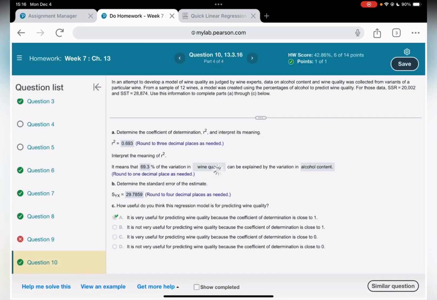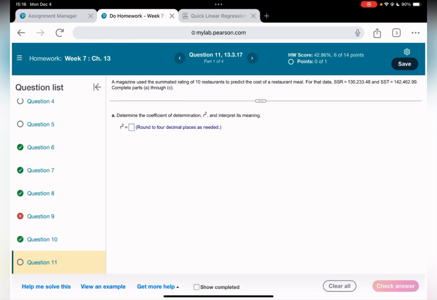Question number 11. You can find out r squared. We already did it. This problem is very, very similar.